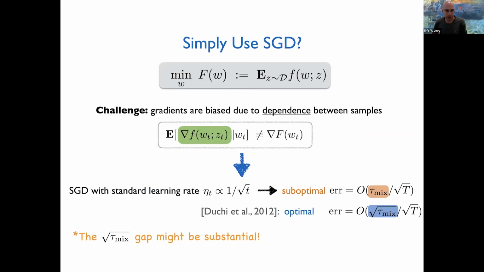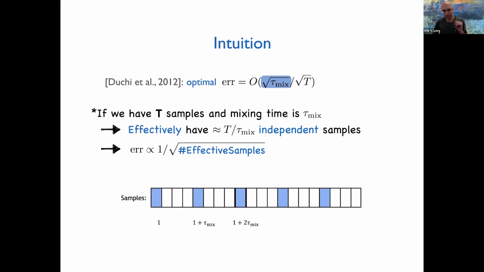Okay, let's give some intuition behind why this error is optimal. The intuition is very simple. Assume that we have T samples from a Markov chain with a mixing time of tau mix. So the number of effective samples that we have is T divided by tau mix. You can take only this comb of blue points, right? So basically the optimal error is 1 over the square root of the number of effective samples, which is T divided by tau mix. That's the intuition behind it.